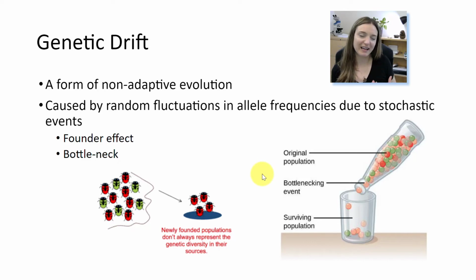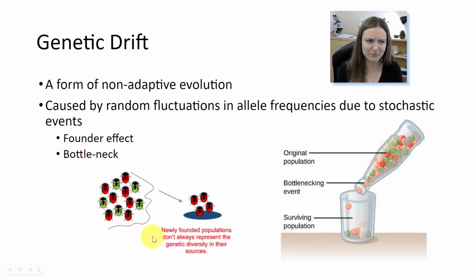There are some factors that exacerbate these random changes in allele frequency, though. We're going to break them down into two categories. The first is the founder effect. So we see this often when a small subset of a population moves into a new land area, a new environment, a new habitat where that species was not present before.